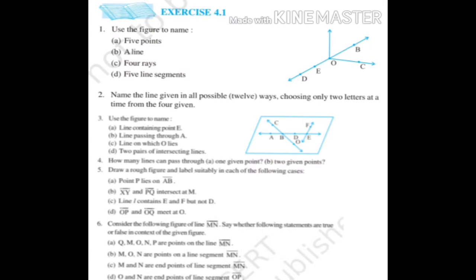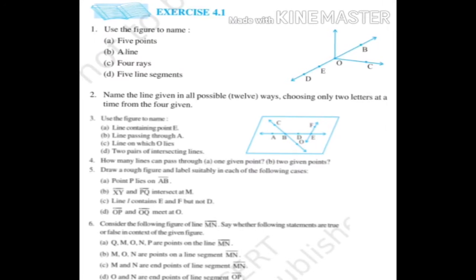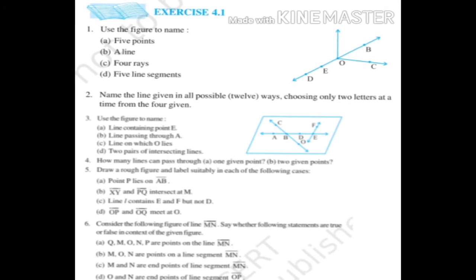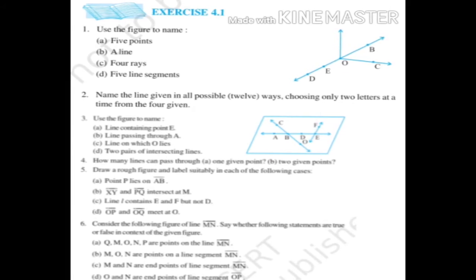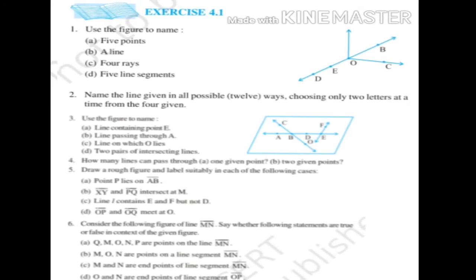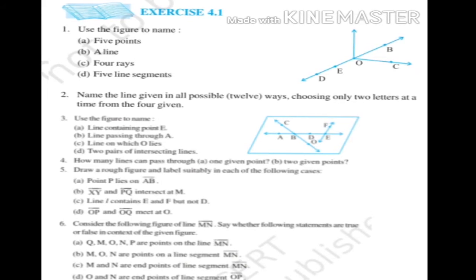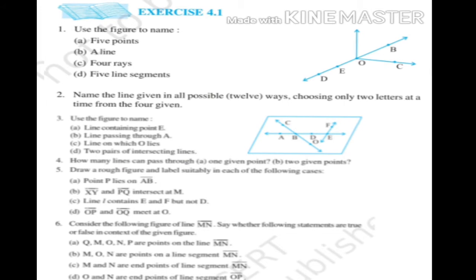Chapter 4, 4.1. Here we learn how to identify points, lines, rays, line segments, and intersecting lines from given figures. So let's start from question number 1. Here we have 2 rays and 1 line, and the number of points we can easily count.